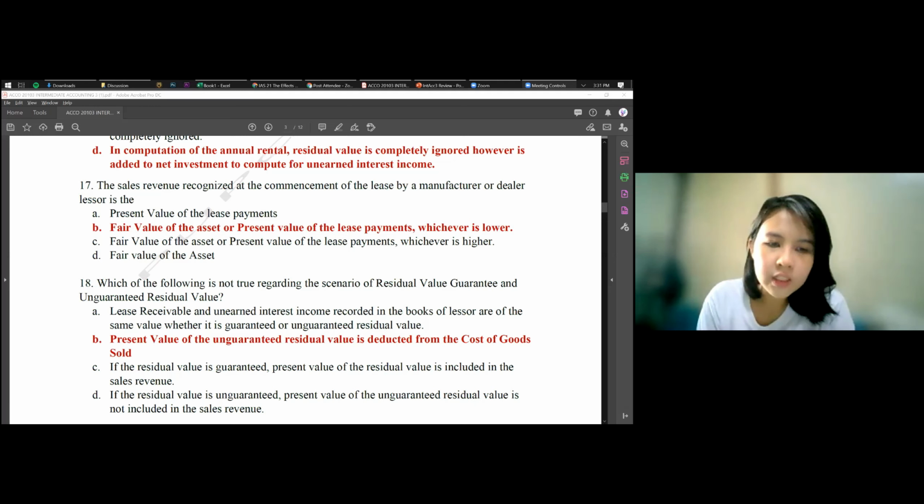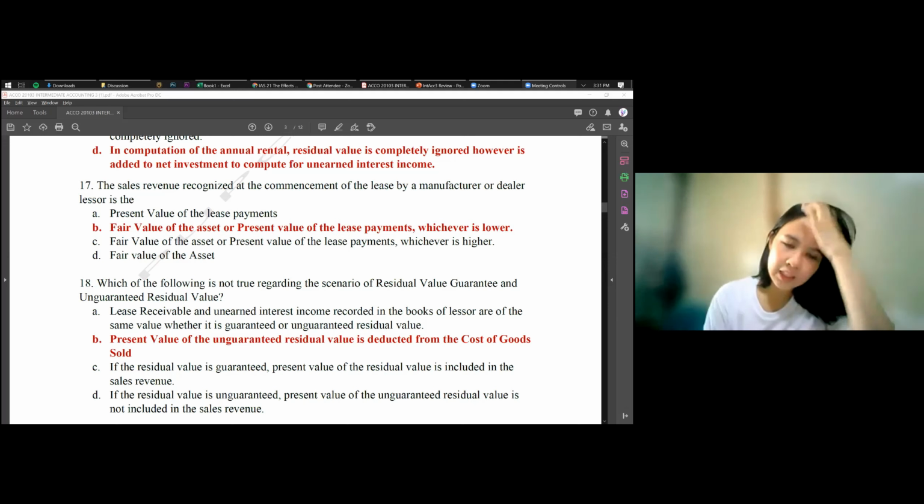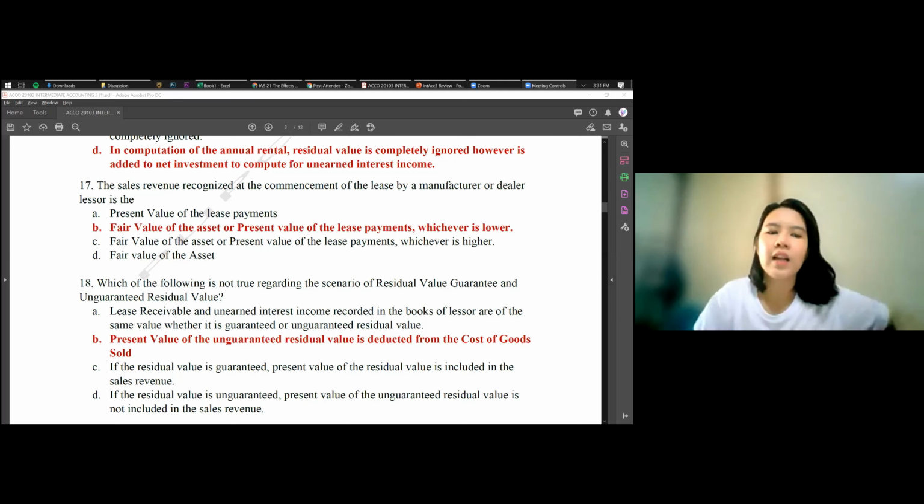So lastly, if the residual value is unguaranteed, present value of the unguaranteed residual value is not included in the sales revenue. So correct din, di ba? As mentioned, hindi kasama ang unguaranteed residual value sa sales revenue. So, yeah.